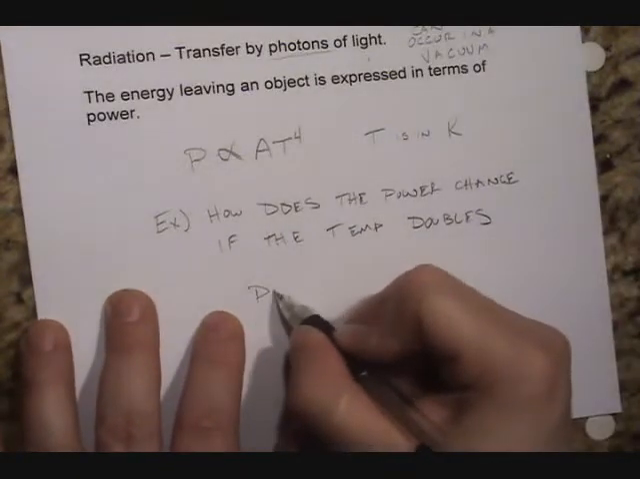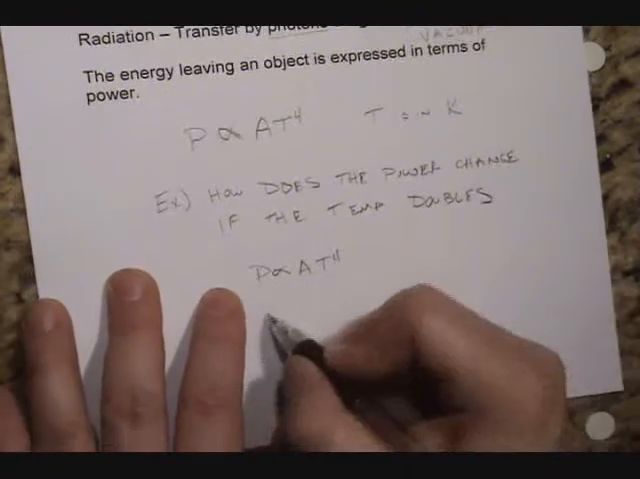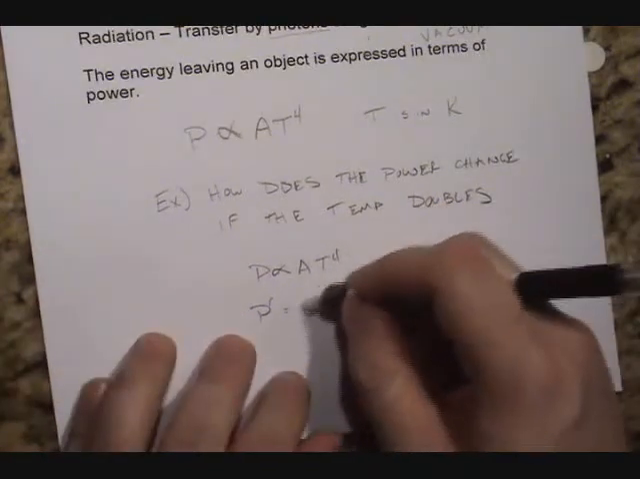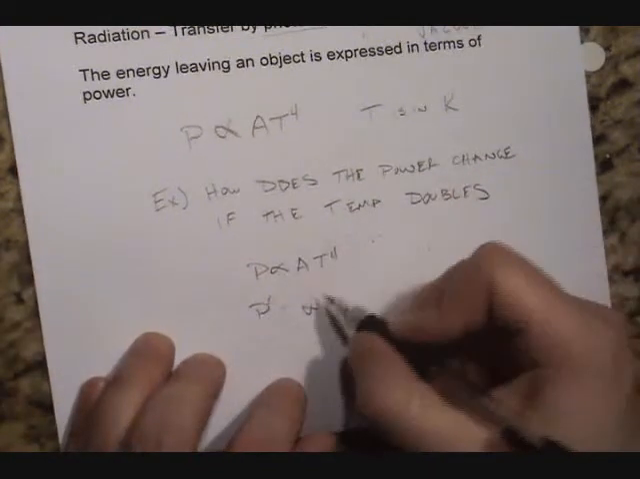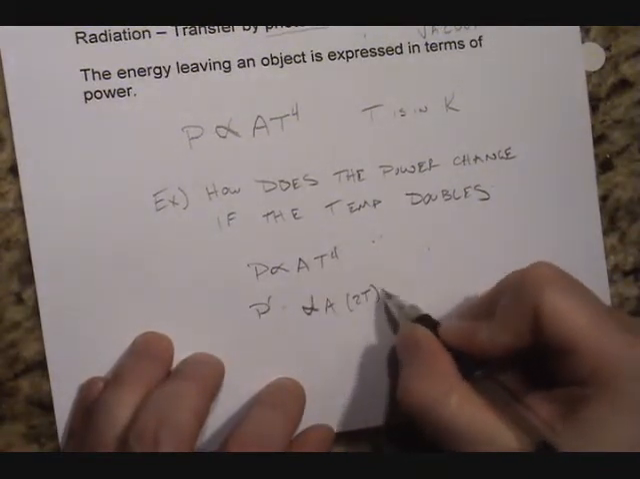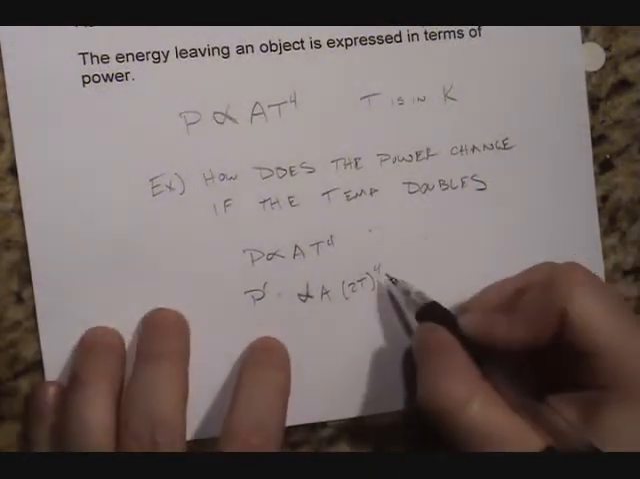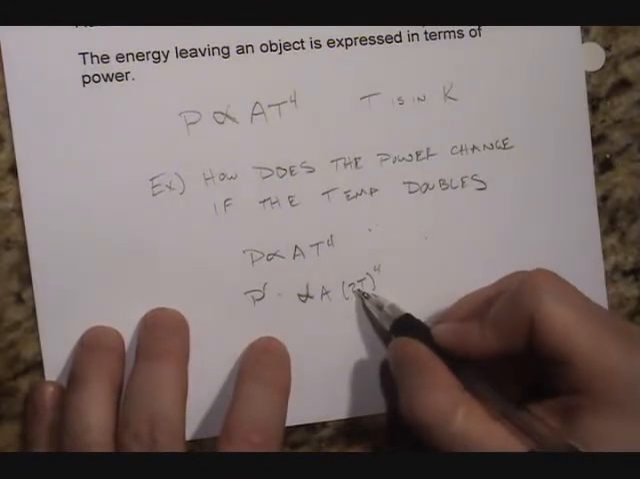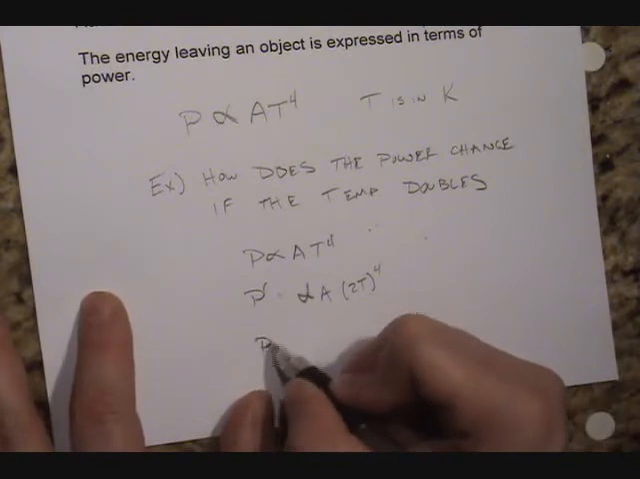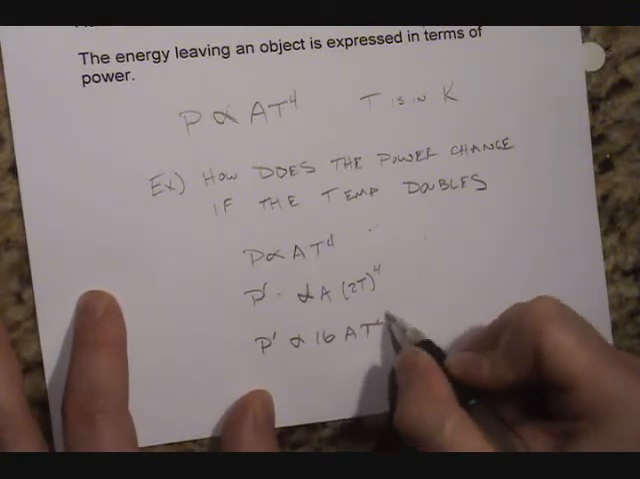Well, let's take a look. So let's look at the new power. Well, sorry, I keep writing equals. Shouldn't write equals. Not the power equals. The power is proportional to A times, now I have 2T to the fourth. So I need to take the fourth power of 2. So that's 2 times 2 is 4, times 2 is 8, times 2 is 16. So P prime is proportional to 16A T to the fourth.